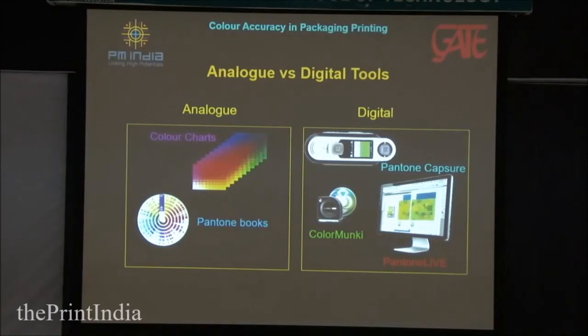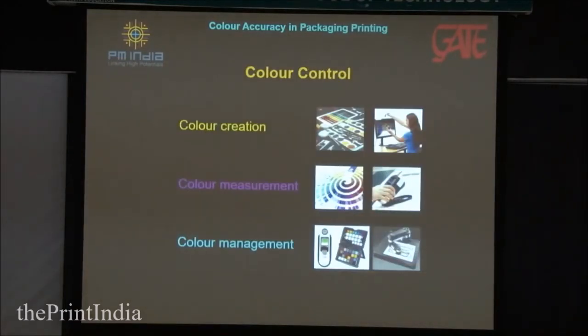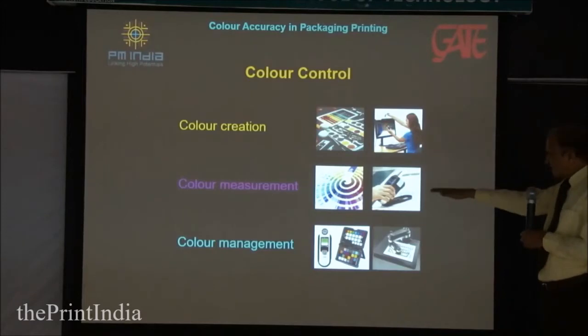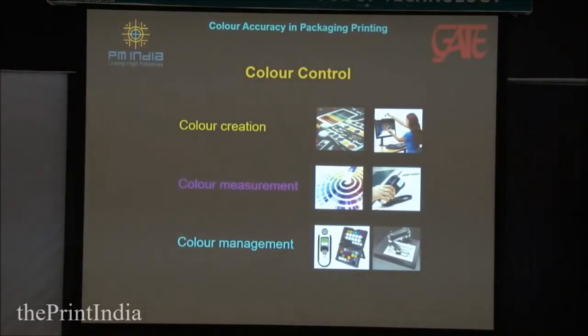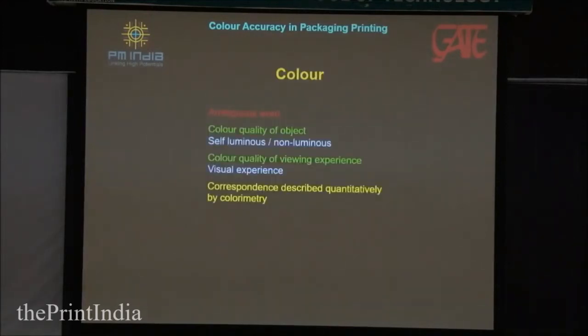So there are many analog tools or digital tools. So we have to control color right from the creation stage, design stage, pre-press stage, measure the color and then apply color management. That is systematic work, systematic standardization. So this I will skip, because we also have to see the samples.